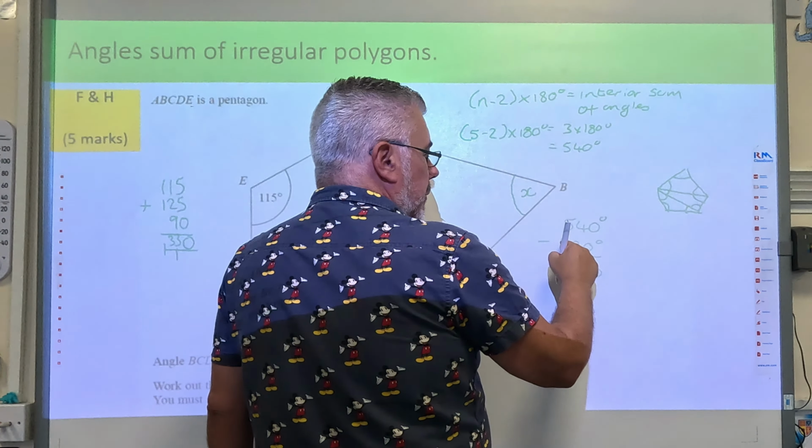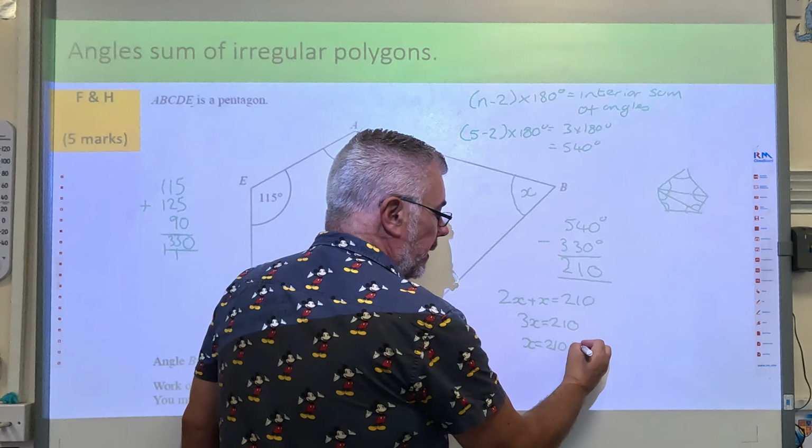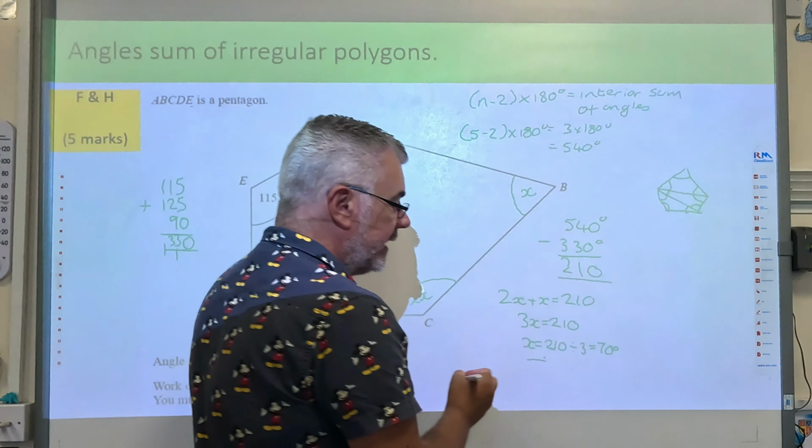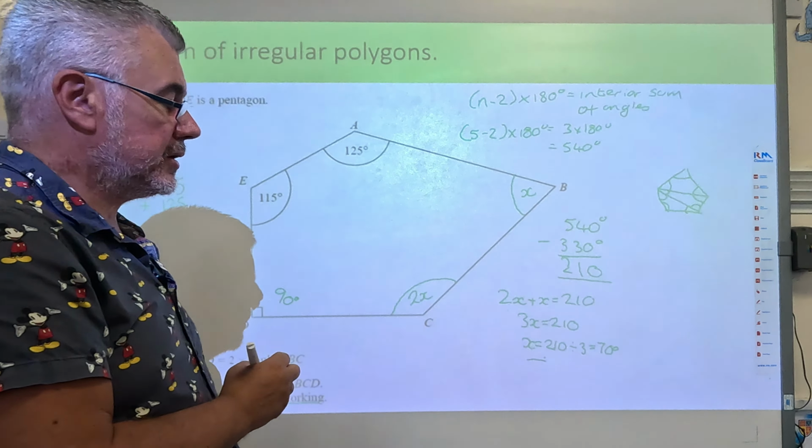So I'm going to say 2x add x equals 210. I can simplify this to 3x equals 210. I can then divide both sides by 3 to find out what x is. If 3 times this equals 210, then 210 divided by 3 has to give me what x is. X is equal to 210 split 3 ways, divided by 3, which equals 70. So I think x is equal to 70.